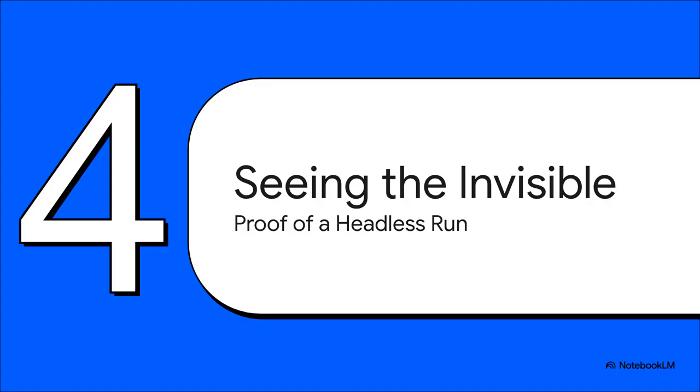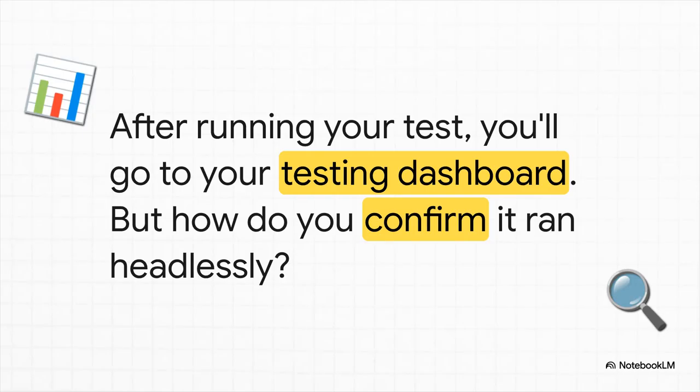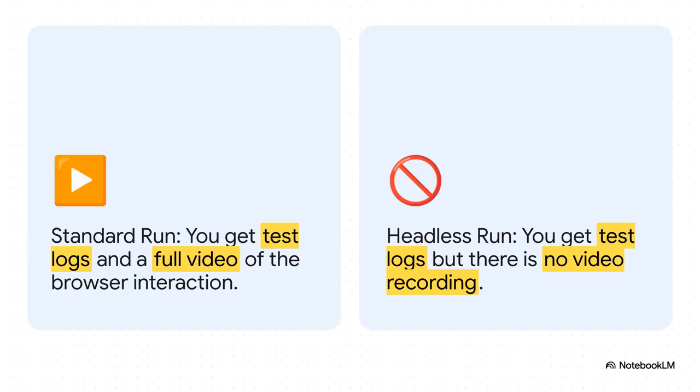So you flip the switch. You've run your test. But nothing popped up on your screen. So how in the world do you know it actually worked? How do you prove that your test ran in this invisible mode? So after a run, you'd normally pop over to your testing platform's dashboard, right? You'd look at the results, the logs, see if it passed or failed. With a headless run, there's one very specific clue you're looking for. Or more accurately, something you're looking for that isn't there. The proof is in what's missing.